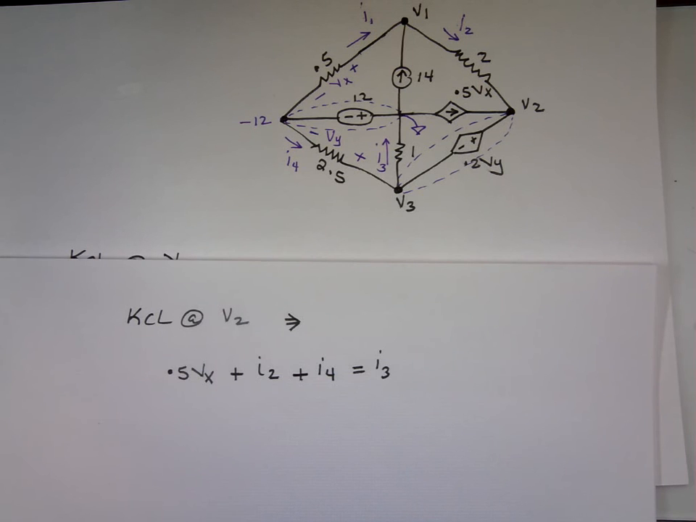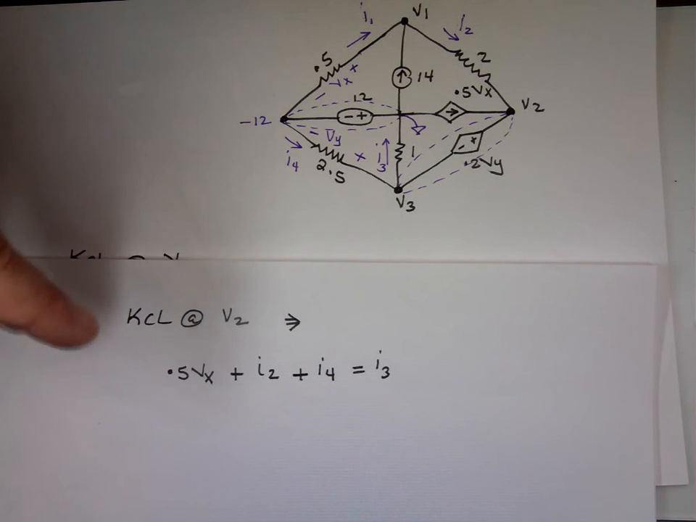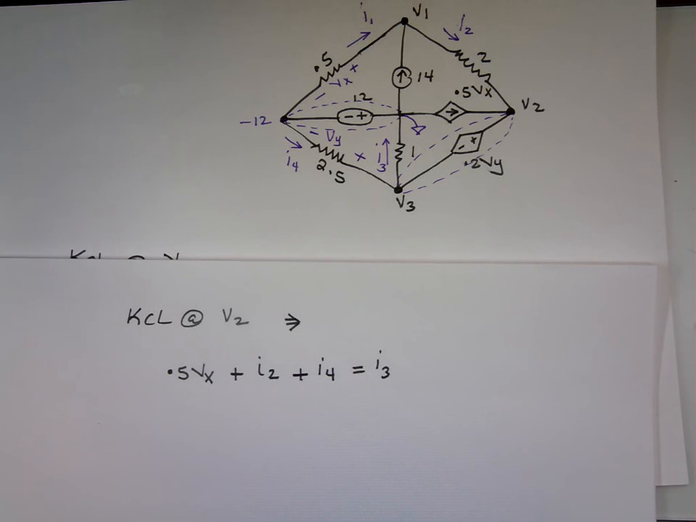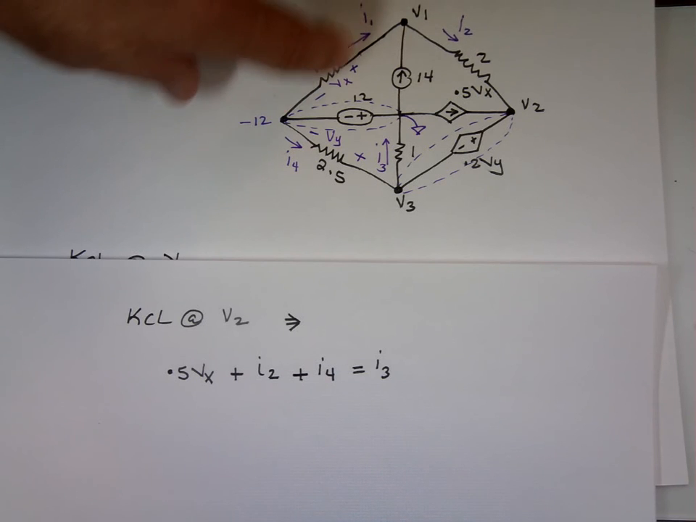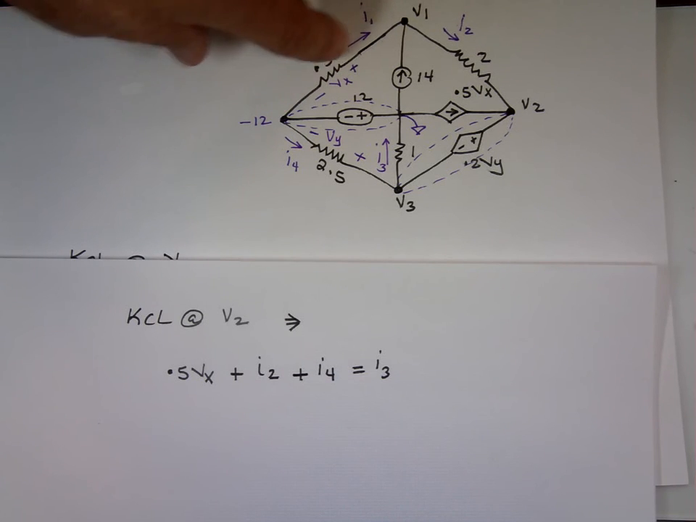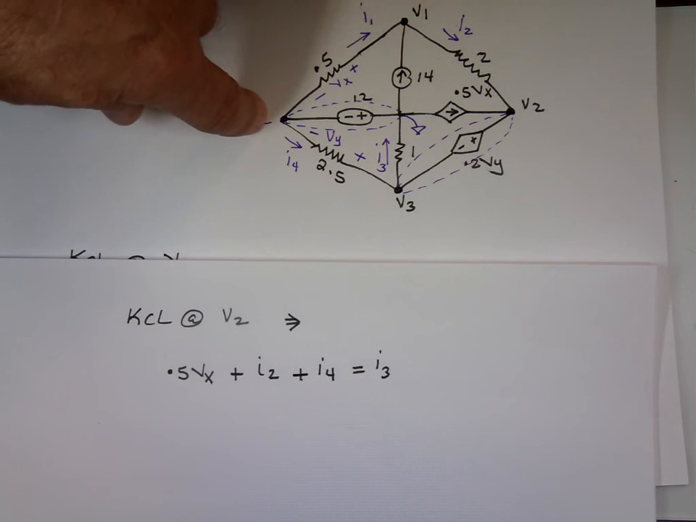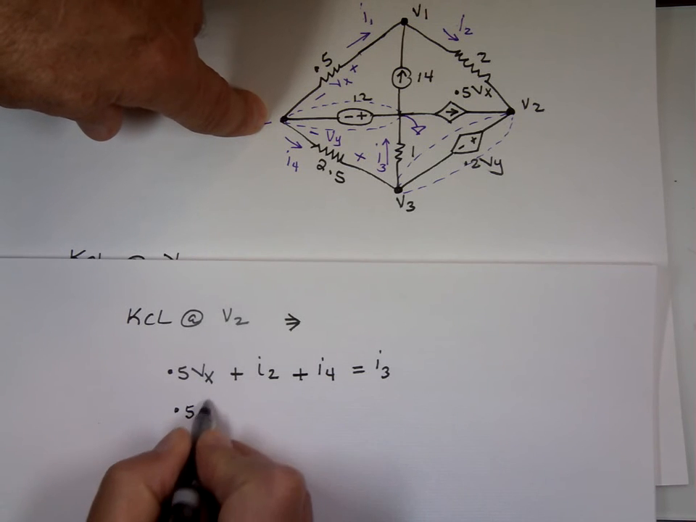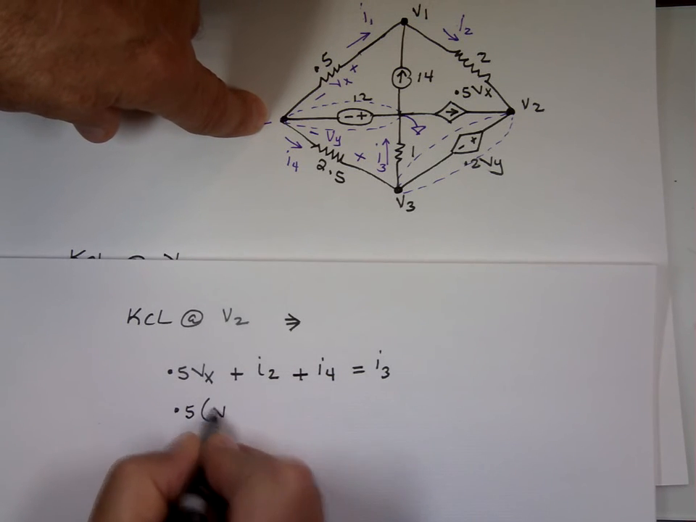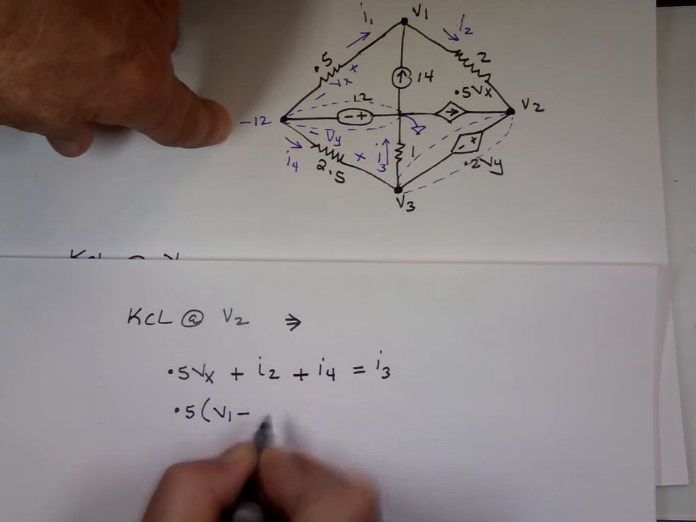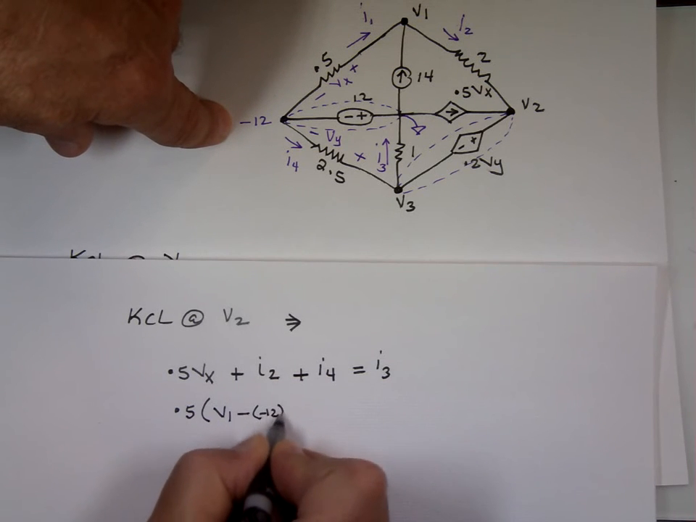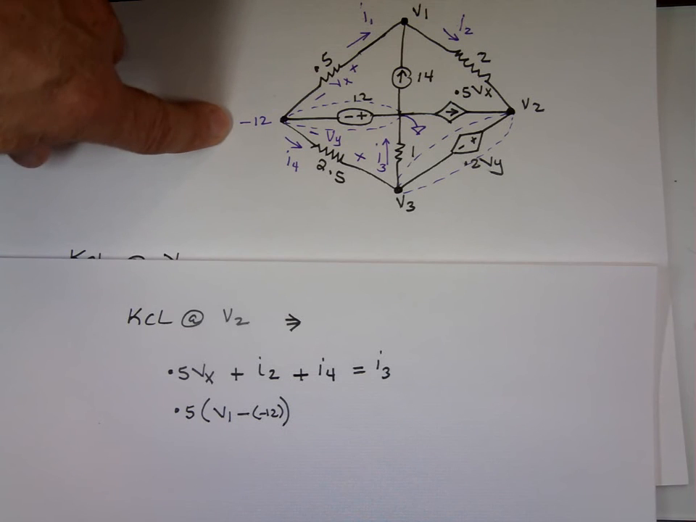Now I don't like to use Vx because adding Vx is going to introduce another variable. Where is Vx? Vx is labeled plus here, minus here. Can you see it? So it's this voltage minus this one. That's what Vx is. So 0.5, in place of Vx, I'm going to write what? V1 minus negative 12. That's what Vx is. It's this voltage minus this.